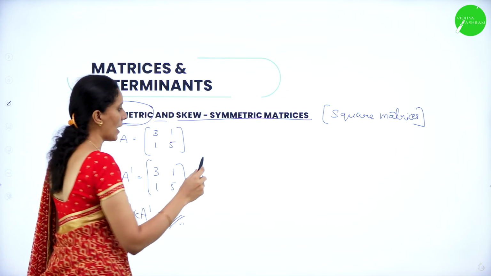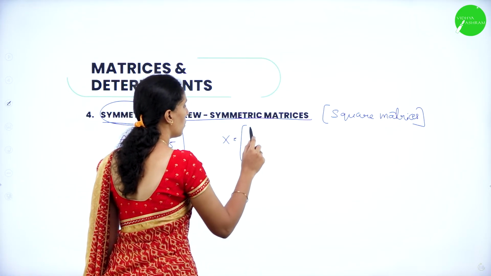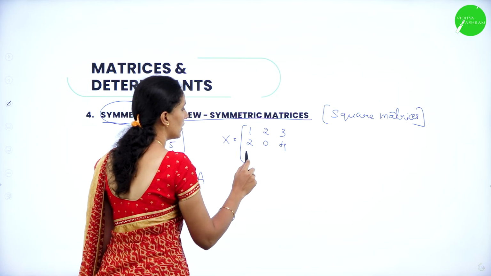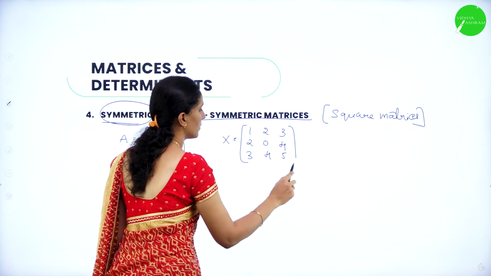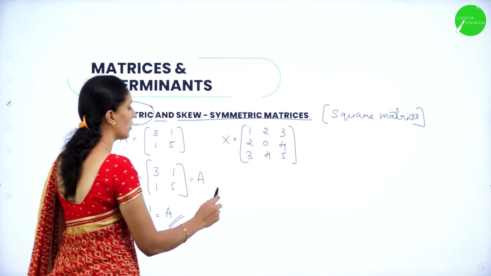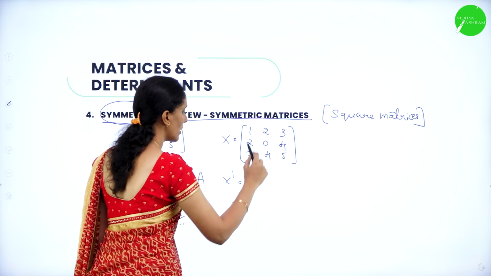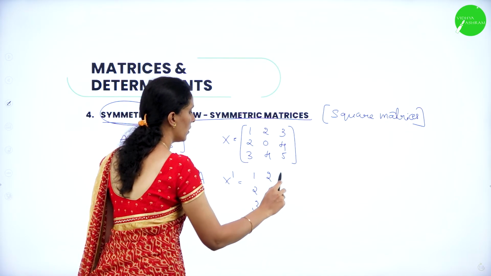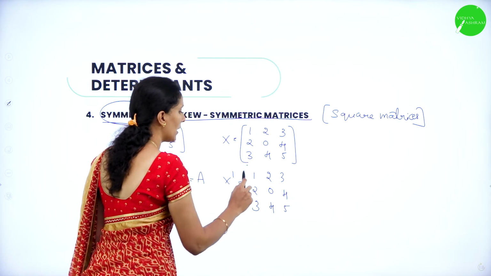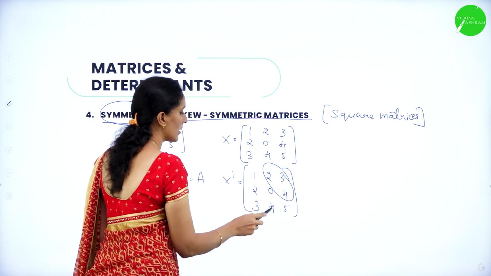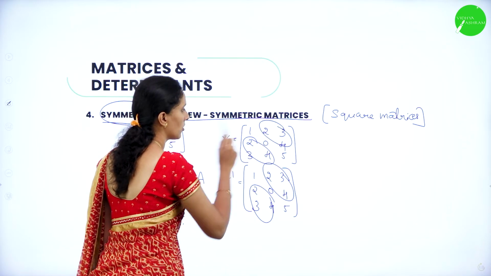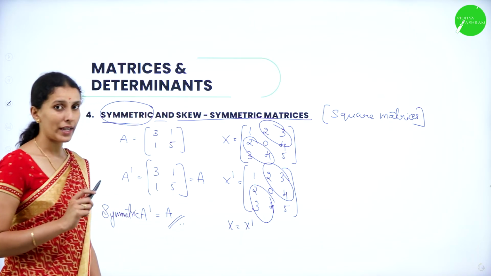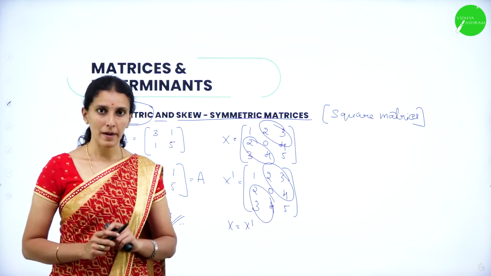Let me take one more example. Matrix X is equal to 1, 2, 3, 2, 0, 4, 3, 4, 5. If this is X, let me find out X dash. Let me write rows in columns: 1, 2, 3, 2, 0, 4, 3, 4, 5. Clearly you can see here they are the same. Therefore X is equal to X dash here. Hence we can say this is a symmetric matrix.